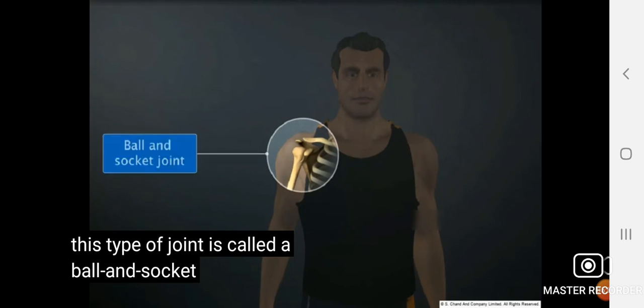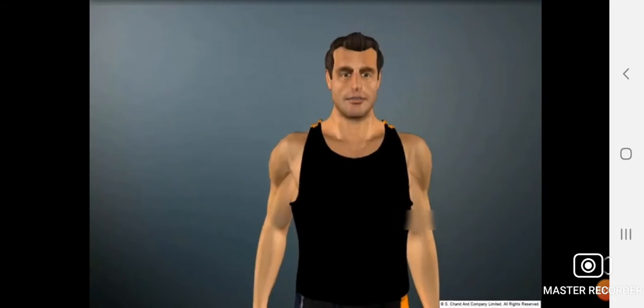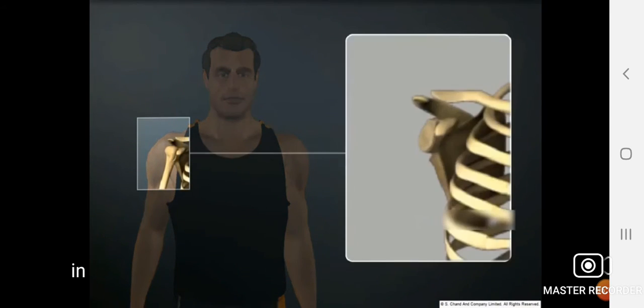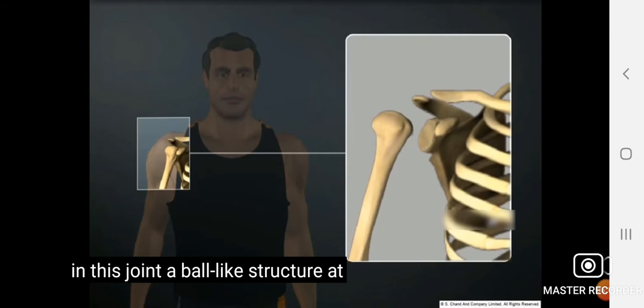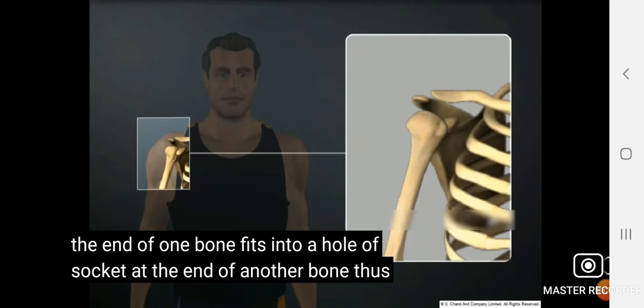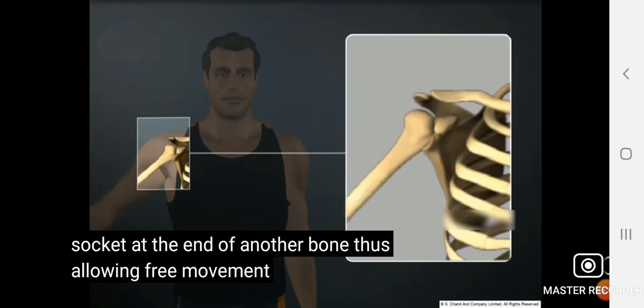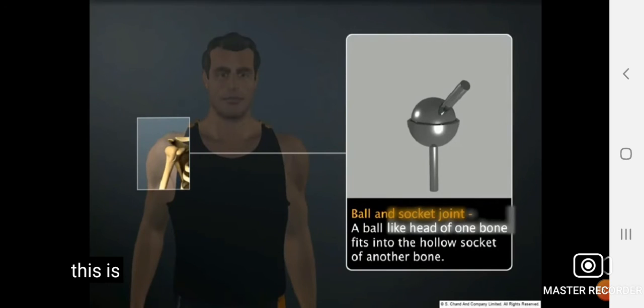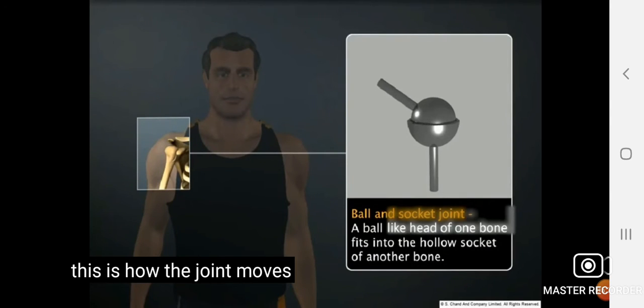This type of joint is called a ball and socket joint. Remember, ball and socket joint. In this joint, a ball-like structure at the end of one bone fits into a hole or socket at the end of another bone, thus allowing free movement. This is how the joint moves.